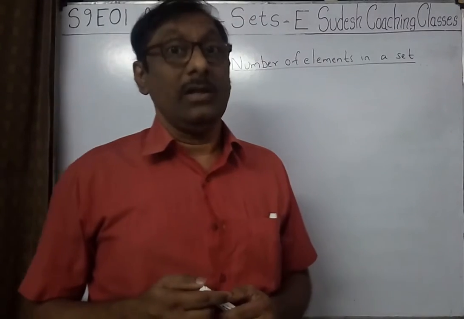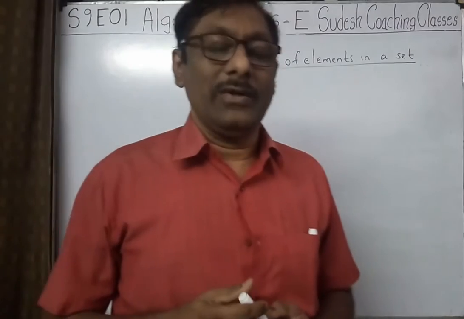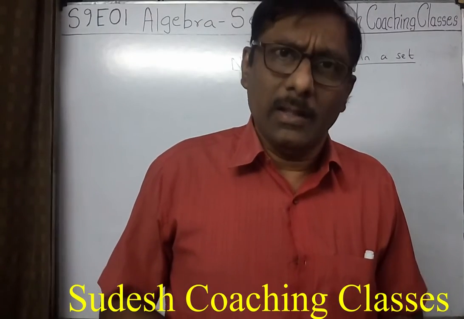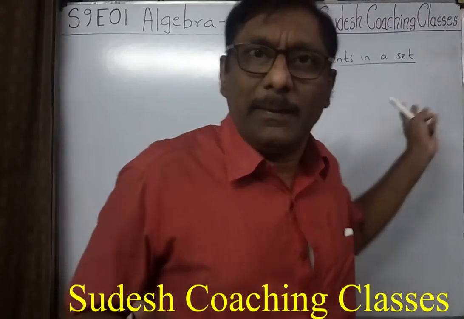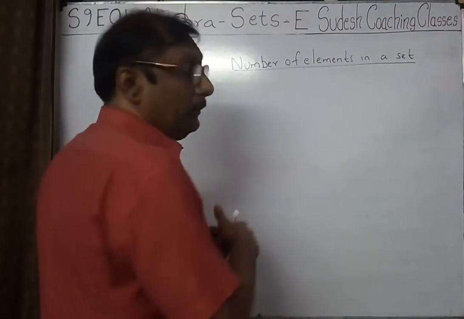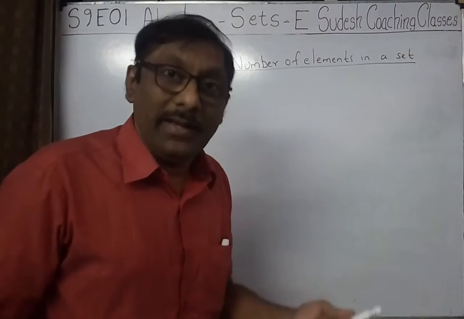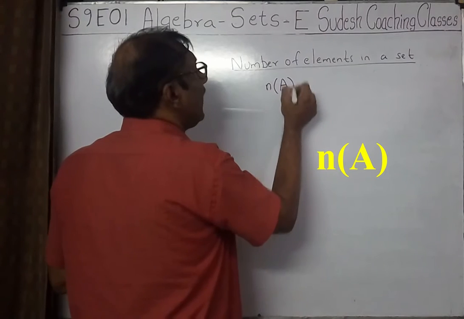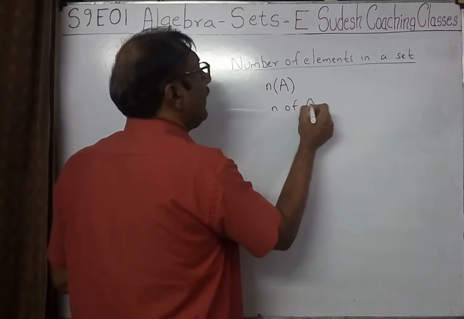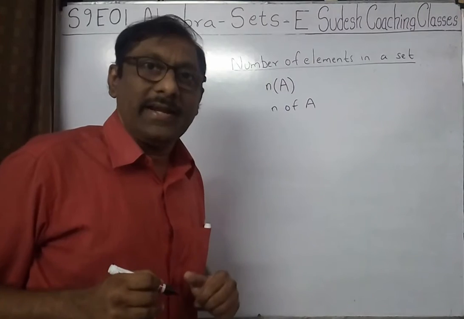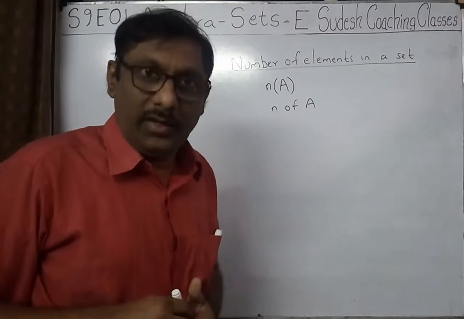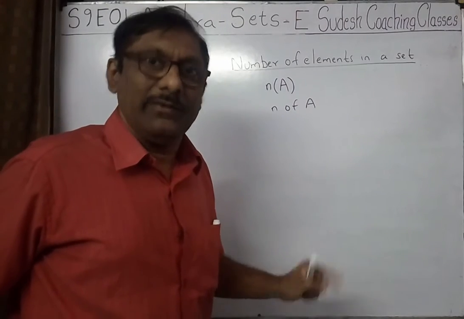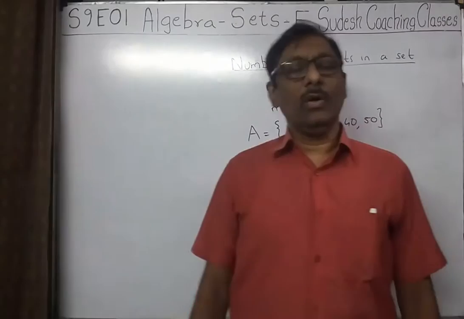Now we are coming to one more important point. How to find the number of elements in any of the sets? Number means the number of elements. It is self-explanatory. Suppose there is a set A and it has some elements, then the number of elements of set A is written as n bracket A and read as n of A. And it means number of elements of set A. Did you understand?